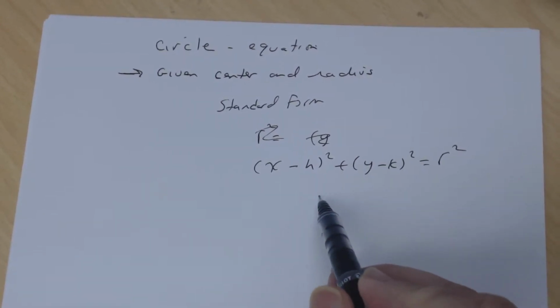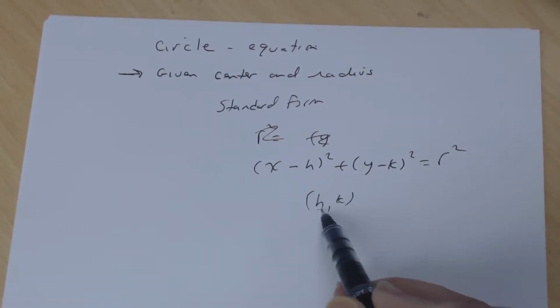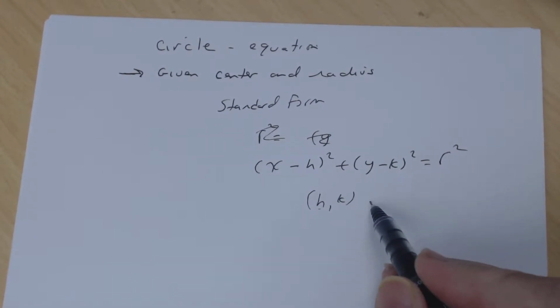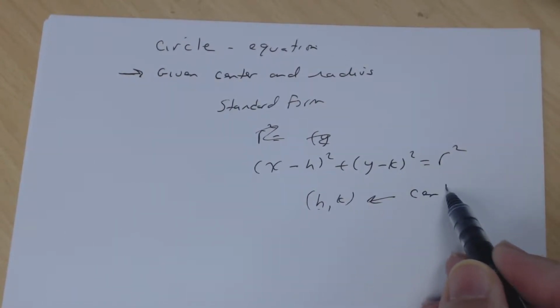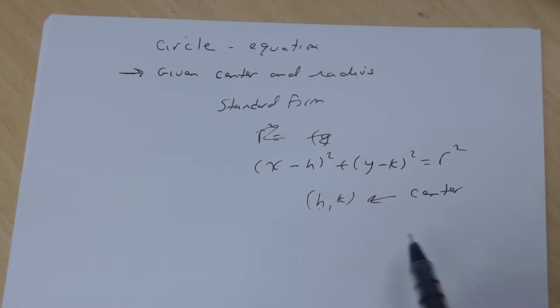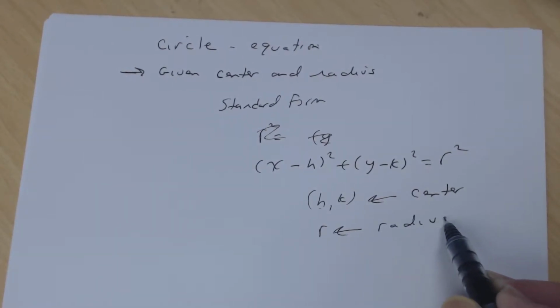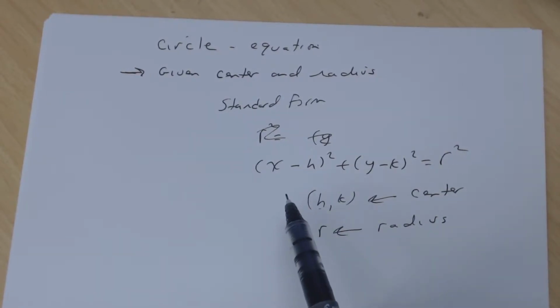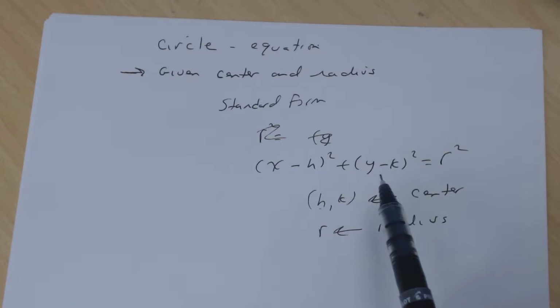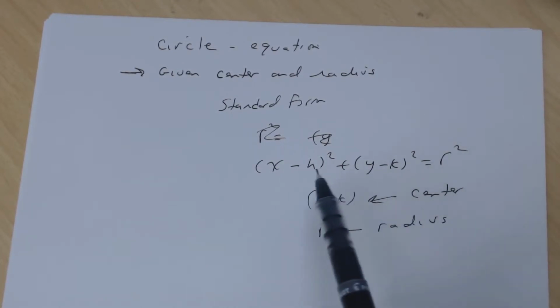Now keep in mind that the point h comma k is the center of the circle, and r is just the radius. So hk is the center and r is the radius. And notice you're saying x minus, y minus. The derivation of this was in a previous video.